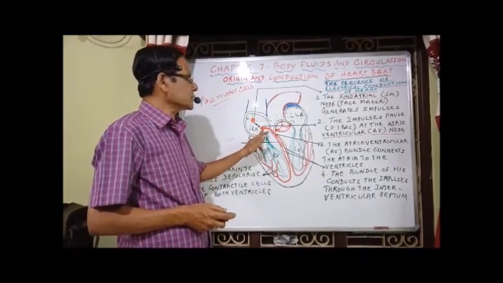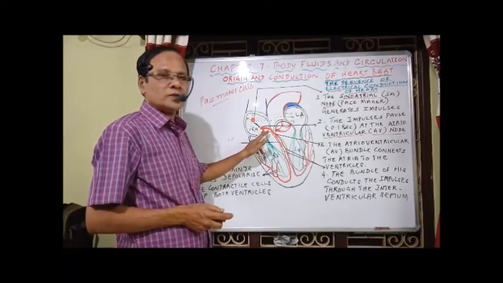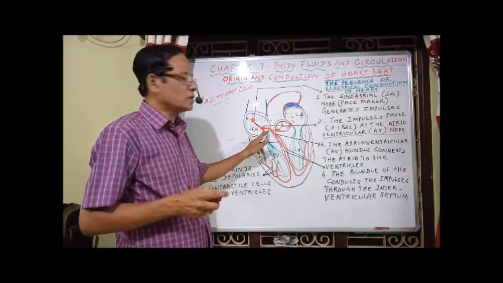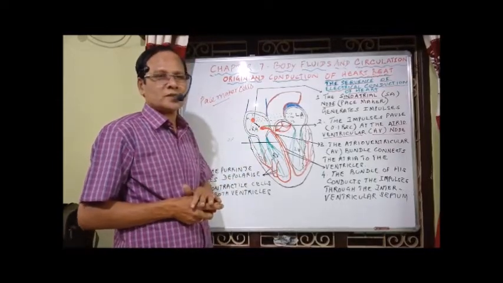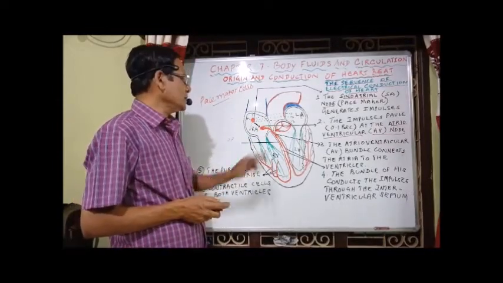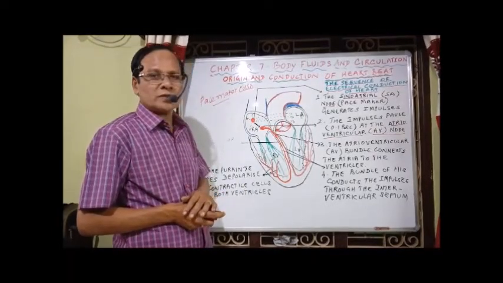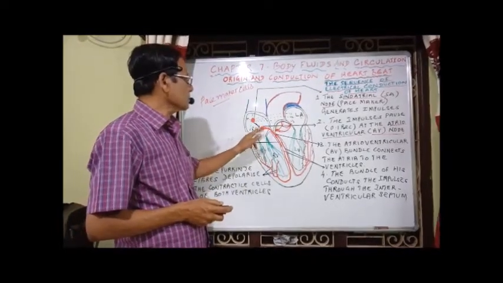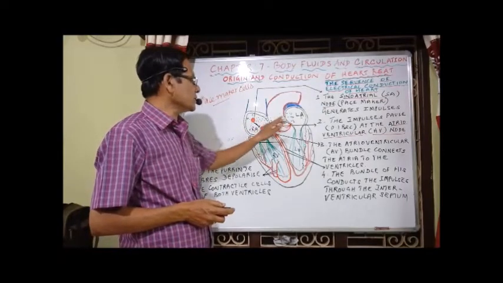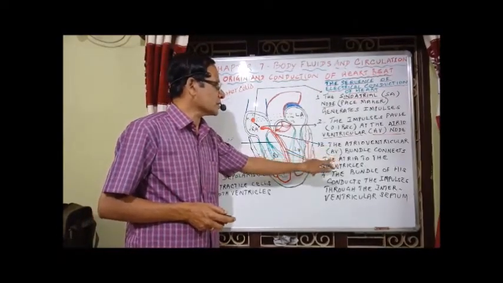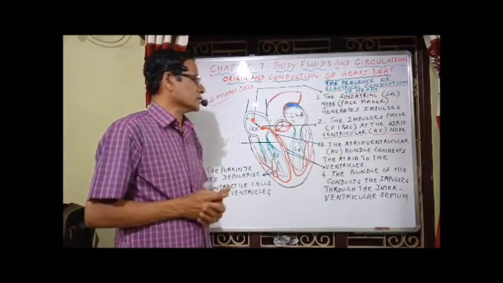So the conducting system consists of the atrioventricular node, where the impulses stay for a while, about 0.1 second, that condition being the pause condition. Then there is a bundle of tissue, the atrioventricular bundle, connecting the atria and the ventricles.